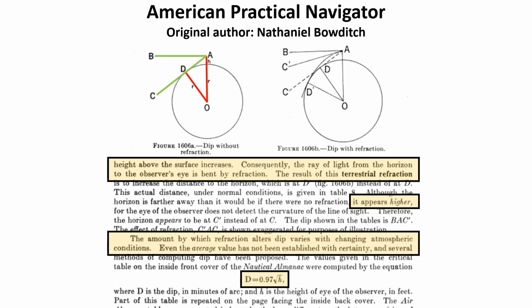But the nugget I want to draw your attention to is this little one at the bottom. It's another approximate formula where the dip to the horizon D is in minutes of arc, and it's equal to 0.97 times the square root of the observer height in feet. Does that sound familiar, people?